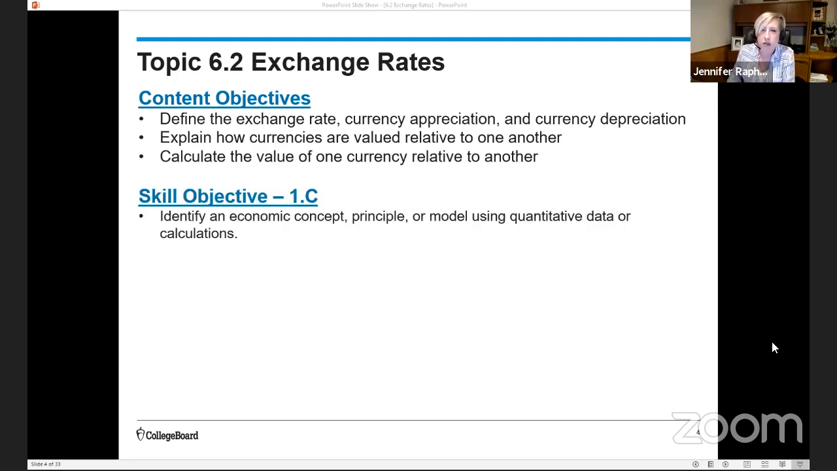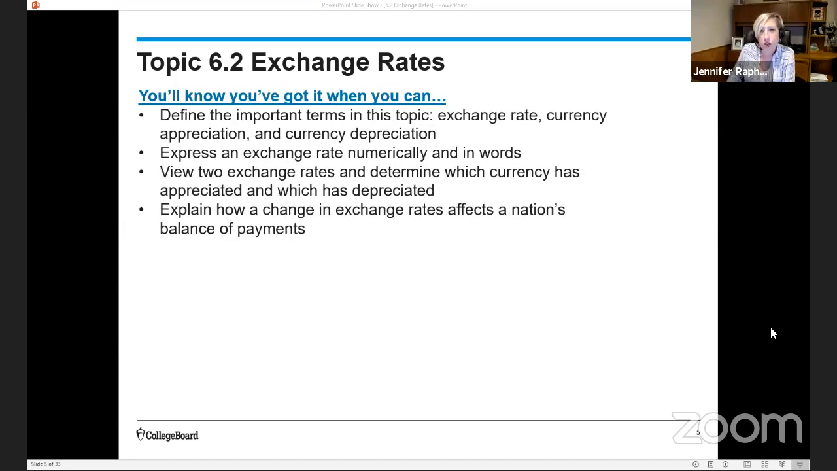Tonight, we're going to be focusing on skill 1C, which asks us to be able to identify an economic concept, principle, or model using quantitative data or calculations. You're going to know that you've got it when you can define the important terms: exchange rate, currency appreciation, and depreciation.